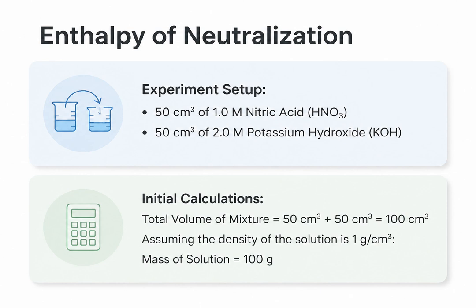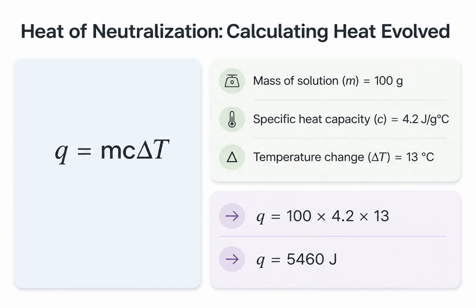Assuming the density of the solution is roughly that of water, 1 gram per cubic centimeter, we have a total solution mass of 100 grams. We will use this mass to calculate the heat absorbed by the solution. Let us determine the heat evolved during this neutralization reaction.